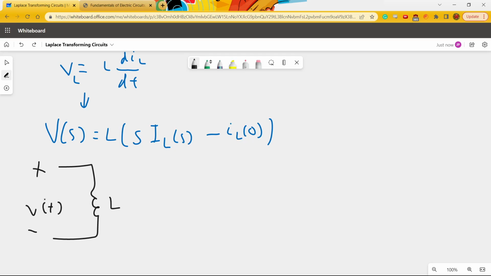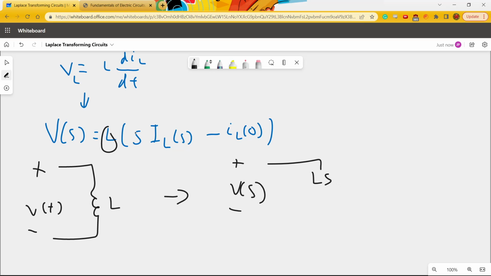This lends to an interesting transformation. If v of t is across this inductor, then we can rewrite this as V of S, where V of S is the sum of two terms. First, there is a quote-unquote inductor, which we will call LS, because LS times I is V. That follows Ohm's law. So this is an ohmic thing.